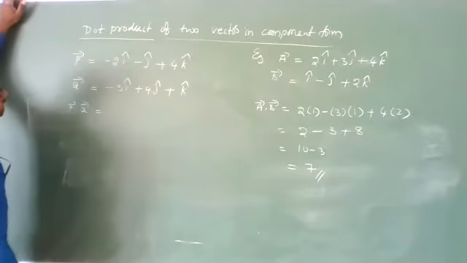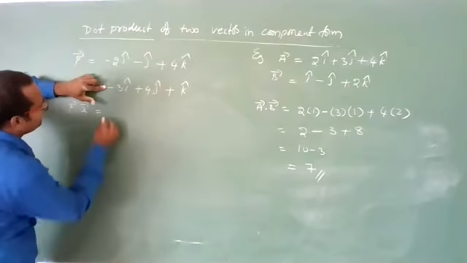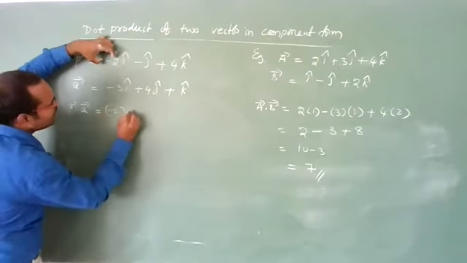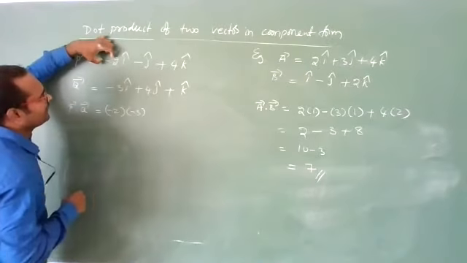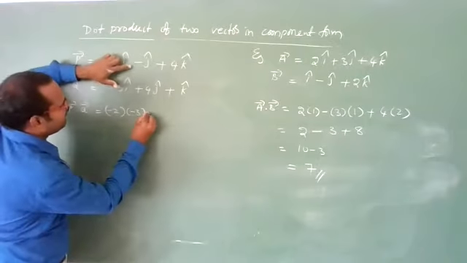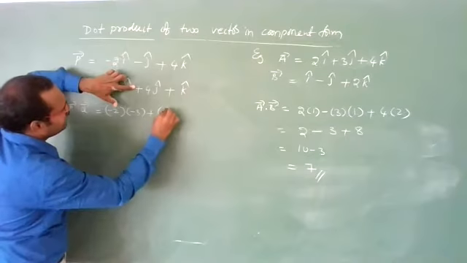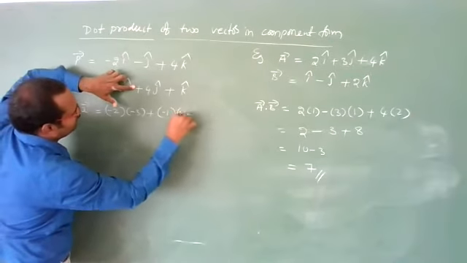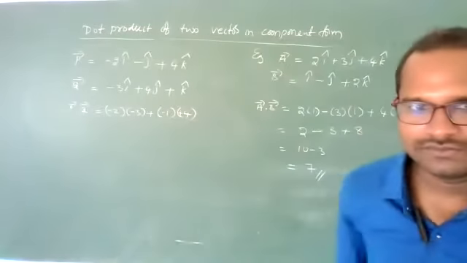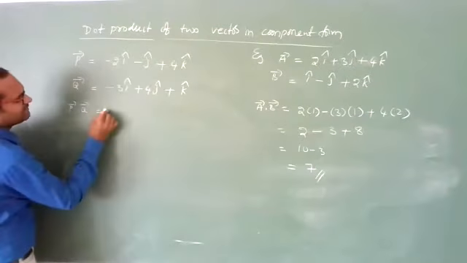What to do? First see the sign of the I coefficient. Minus into minus is plus, or you can do minus 2 into minus 3 with sign. For the j coefficients, plus into minus or minus into plus, that is minus 1 into plus 4. With sign also you can do anything. So better I'll write with sign. Minus of minus is plus.